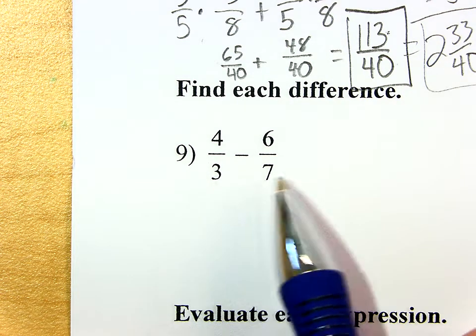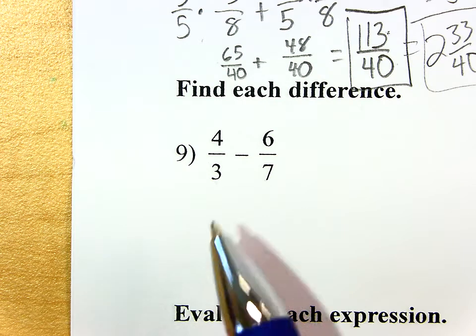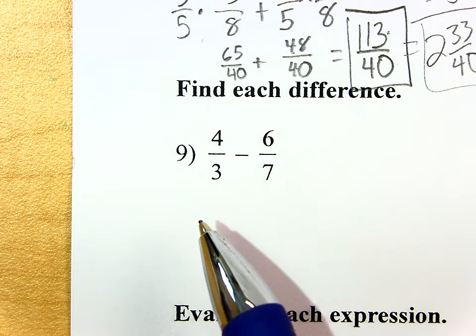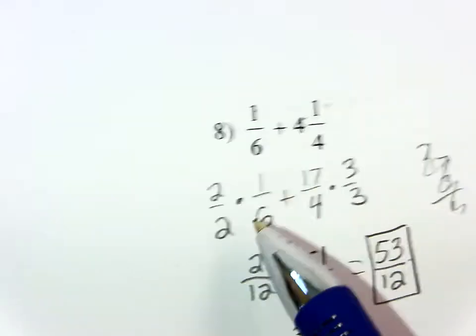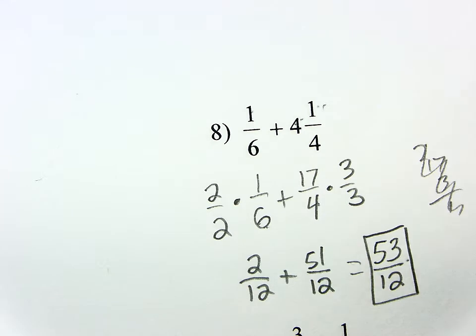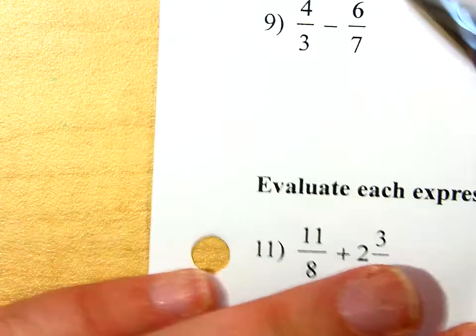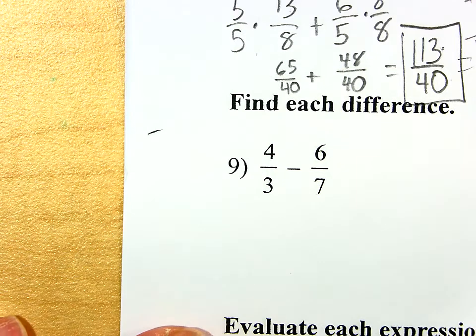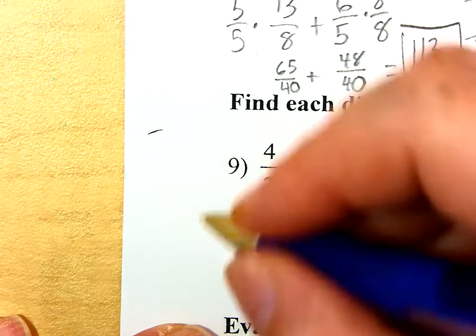3 times 7. Yeah. You can always get a common denominator by multiplying the two together. It's just that sometimes there's a smaller one. Like if you had done that on the last one, you would have said that your common denominator was 24. But 12 is much smaller. So we like to deal with the smallest number we can. But sometimes we can't avoid it. So 21 is our best bet.